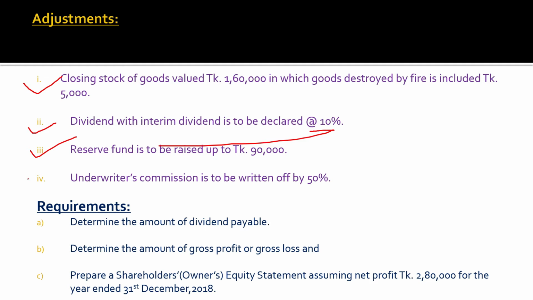Number 4, underwriters commission is to be written off by 50%. We know that underwriters commission written off is one kind of operating expenses. However, requirements: A, determine the amount of dividend payable; B, determine the amount of gross profit or gross loss; and C, prepare shareholders equity statement assuming net profit 2,80,000 taka for the year ended 31st December 2018. Now let's go to solve the math.